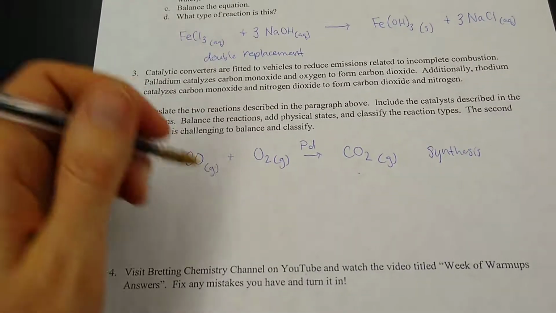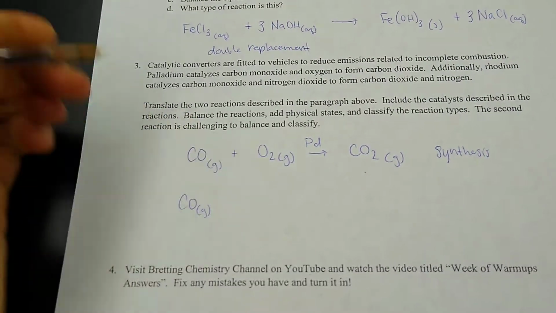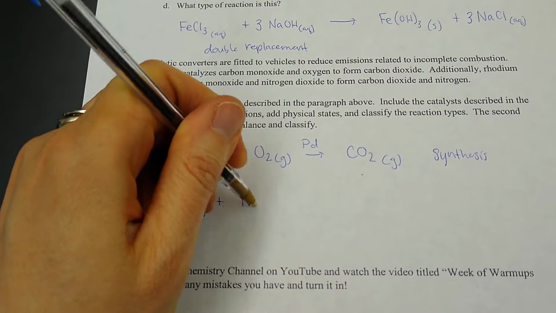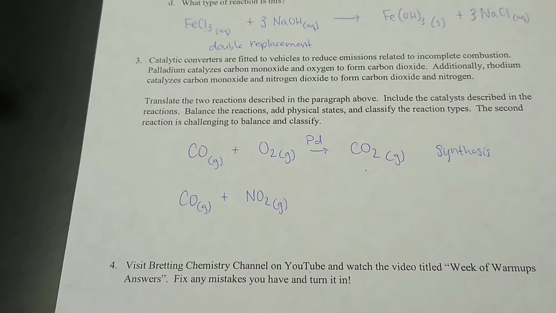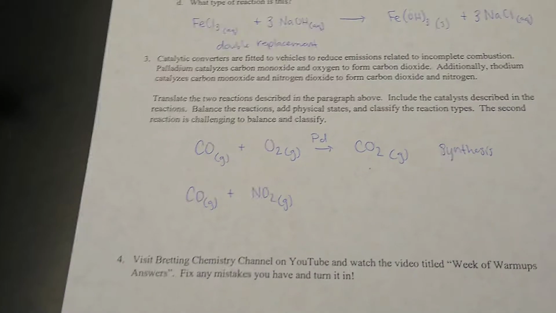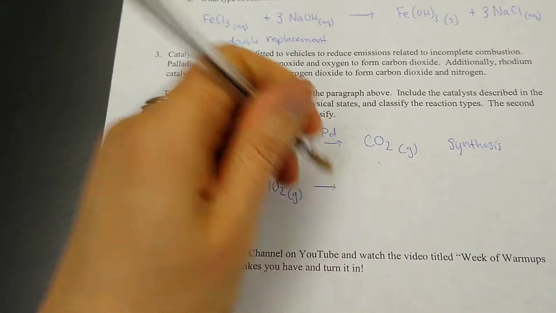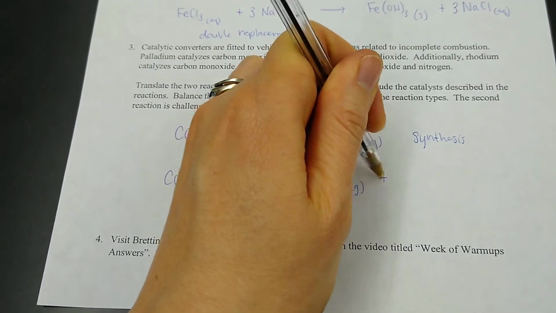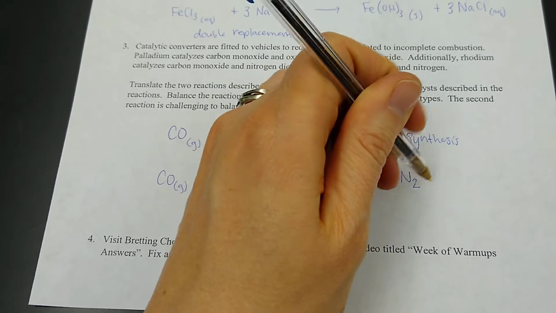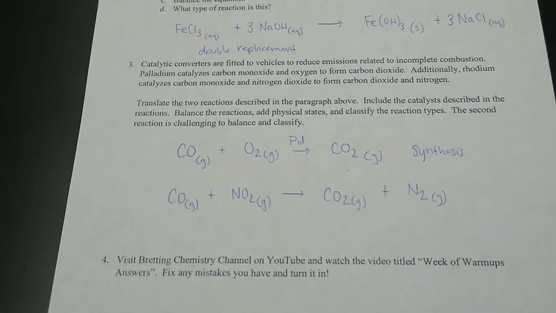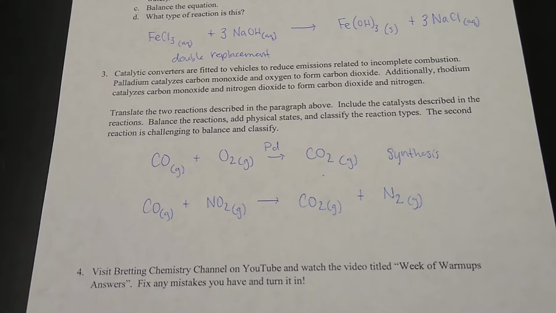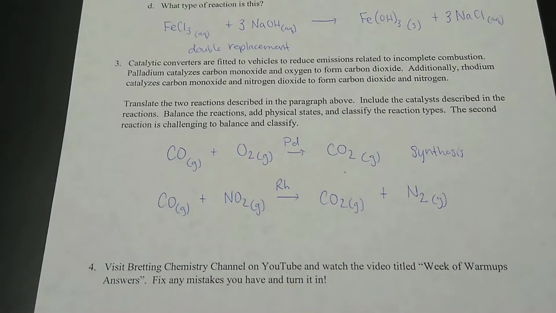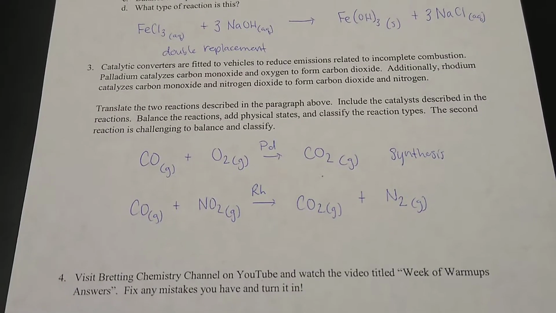So we got carbon monoxide again, and plus nitrogen dioxide, NO2, all of these are gases, to form carbon dioxide and nitrogen. To form is our arrow, carbon dioxide and nitrogen. Don't forget, gases are diatomic. Okay? All right, and that one has rhodium as a catalyst, and rhodium, if we find that on the periodic table, is Rh. Okay, and then reaction type.